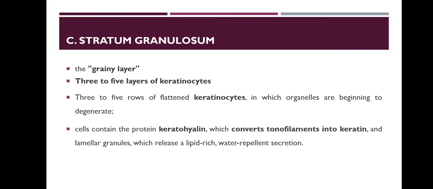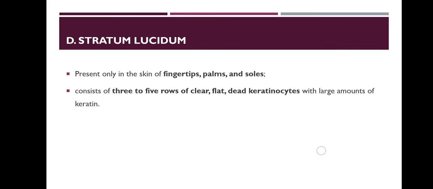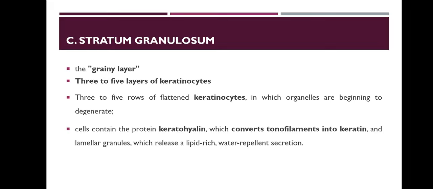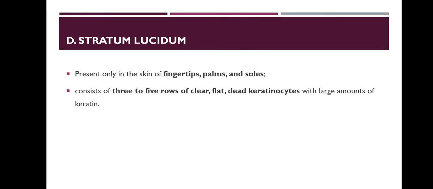Next, the stratum granulosum, also known as the granular layer. It has 3 to 5 rows of flattened keratinocytes in which organelles are beginning to degenerate. Cells contain keratohyalin, which converts the tonofilaments into keratin, and lamellar granules, which release lipid-rich and water-repellent secretions. Stratum lucidum: this is present only in the skin of fingertips, palms, and soles.